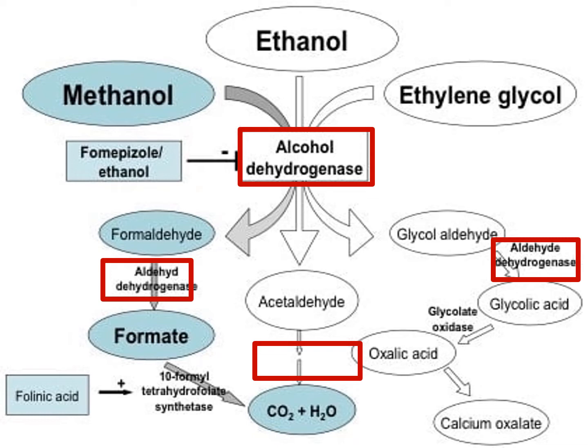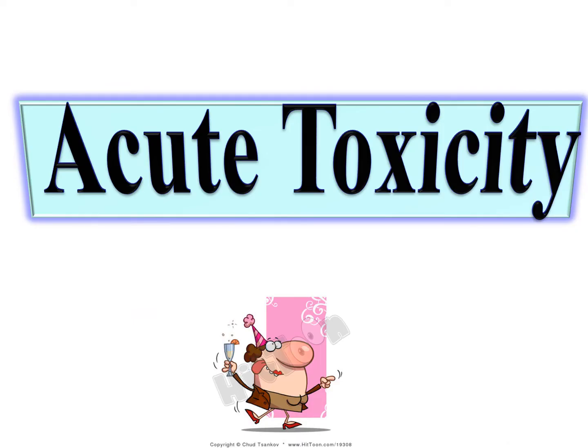Also, other alcohols, methanol, ethylene glycol, and isopropyl alcohol, are all metabolized by the alcohol dehydrogenase enzyme with the production of different toxic metabolites. Methanol produces formaldehyde as toxic metabolite. Ethylene glycol produces aldehyde, glycoaldehyde, and isopropyl alcohol or isopropanol produces the toxic metabolite acetone.